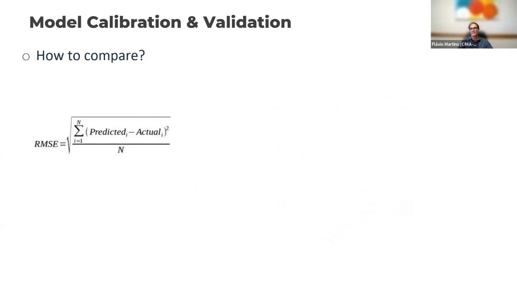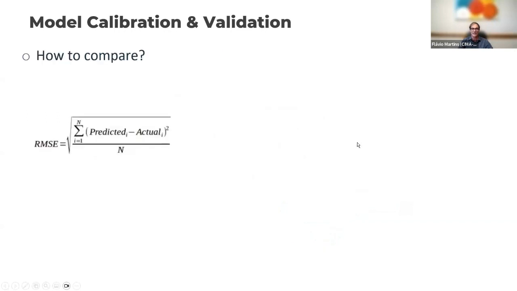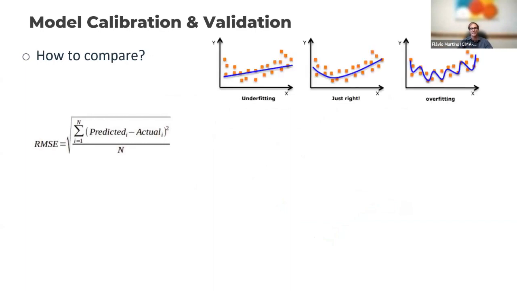how to compare? Whenever I say I compare the model with the data, how do I compare it? There are many ways of comparing it. You can use root mean square errors, where you compute the errors of every point of the model compared to the observation. Okay. For example, this is underfitting. So the model is not fitting the data, the observations.